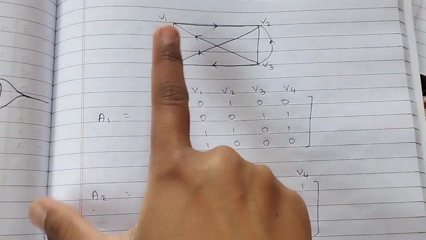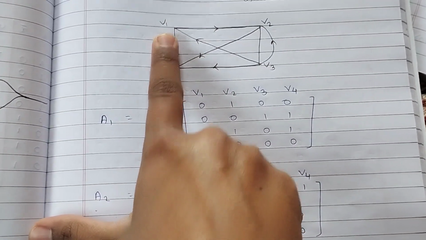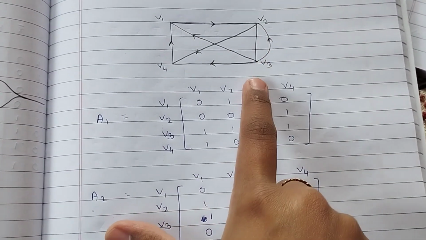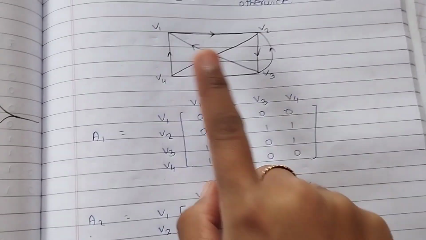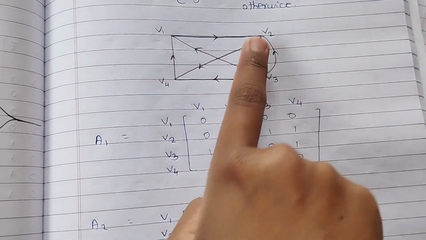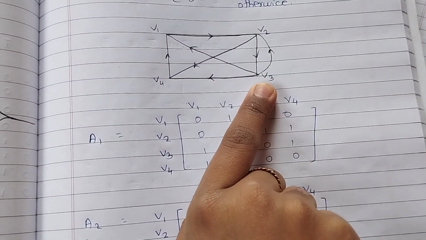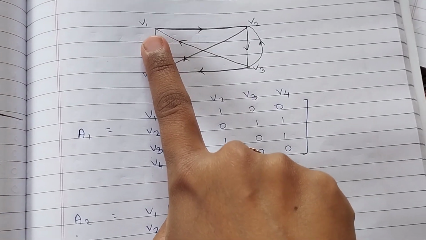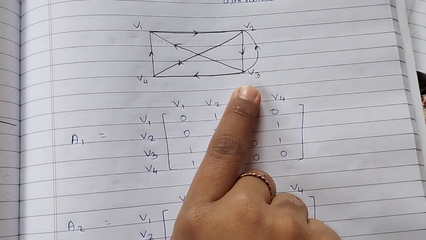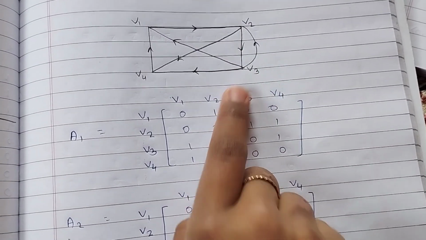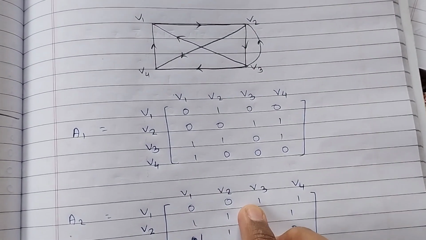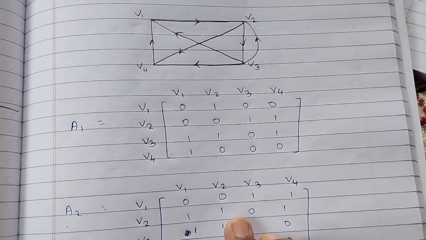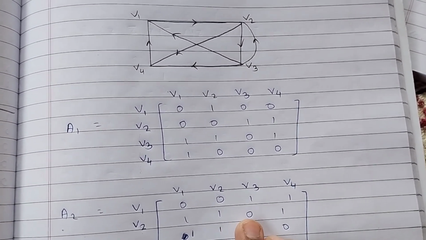So let's see V1 to V2 and V2 to V3. First we go from V1 to V2, then V2 to V3. So two edges are present, and we go from V1 to V3. So this entry is 1, and if no such path is present then we write 0.